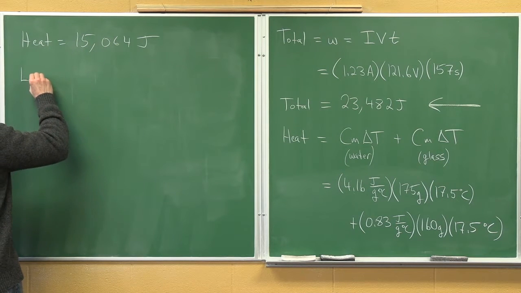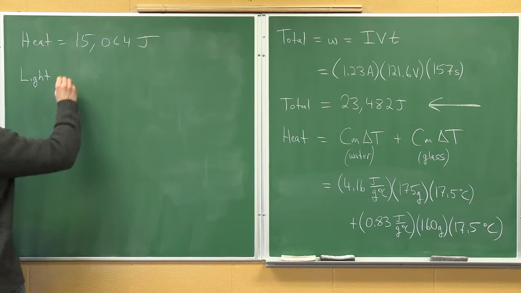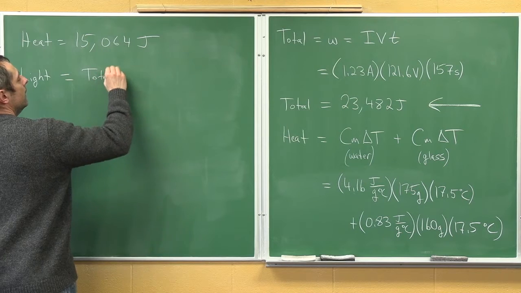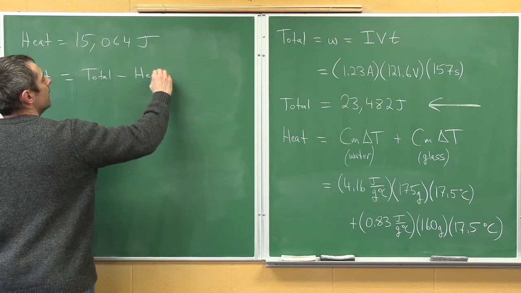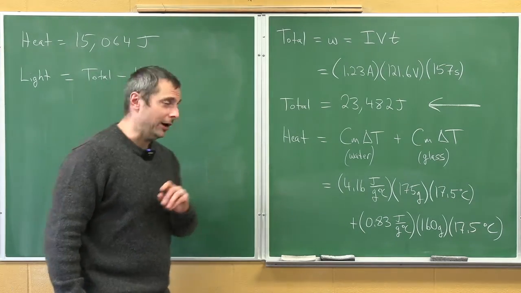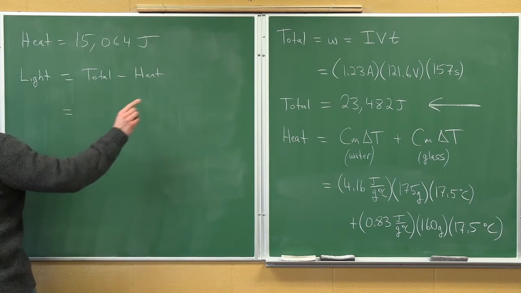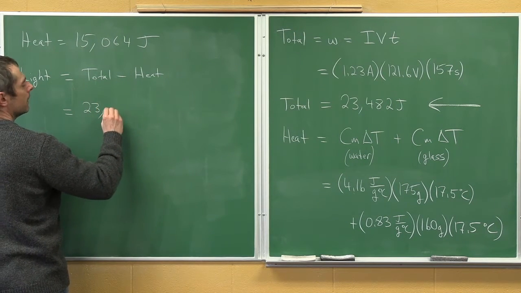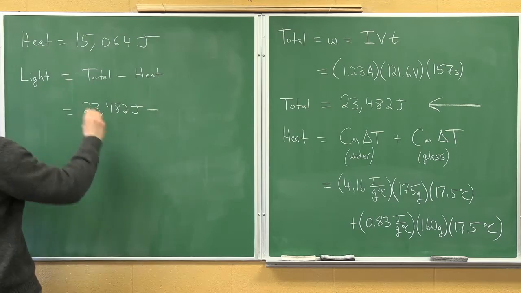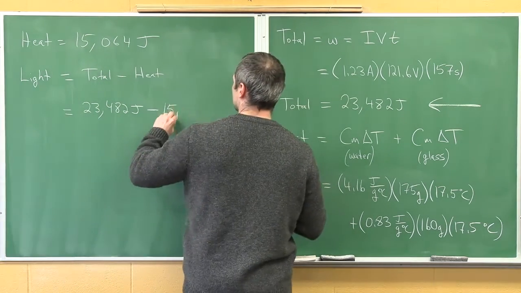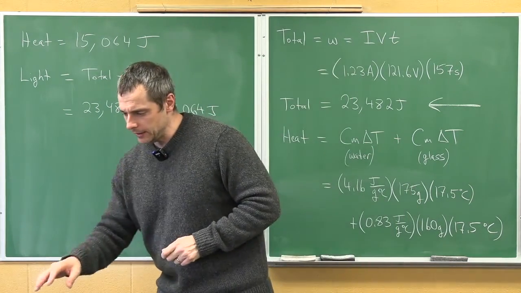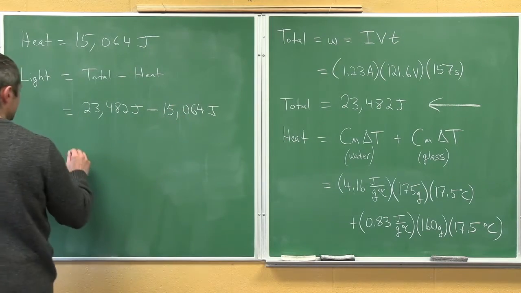So now to get the light energy, that's what we need for the formula. As I said over here when I erased this, I could take the total and subtract off the heat, and that will be the light energy. If you go back to that diagram I had over here, you'll see again the logic behind that. So the total was 23,482 joules. The heat energy we just figured out was 15,064 joules. Punch that on a calculator and you get 8,418.